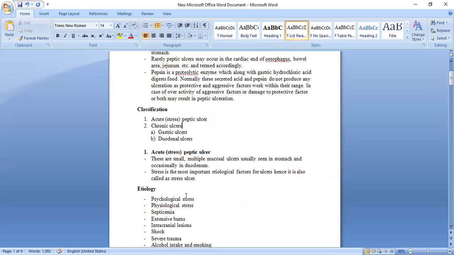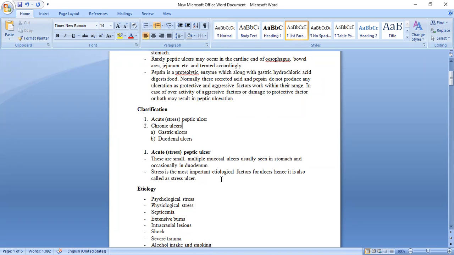One by one we will see. Acute peptic ulcer, we can also call it a stress ulcer. These are small multiple mucosal ulcers, patches are there, usually seen in the stomach and occasionally in the duodenum. Here you have to keep the difference. This acute ulcer is usually seen in the stomach and occasionally in the duodenum.